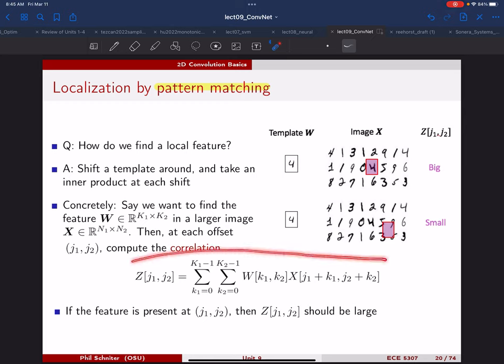And we can write that as an equation this way. Okay, so this here is this pattern. This is the template itself. And actually, there's a name for this. This is called the kernel.